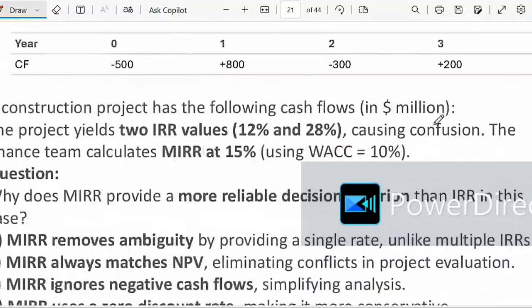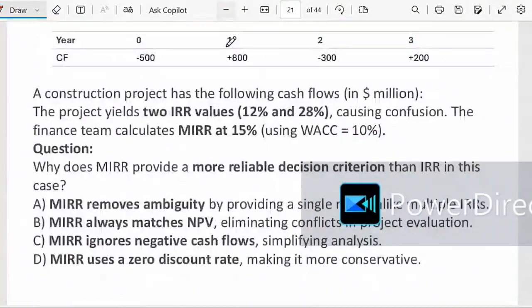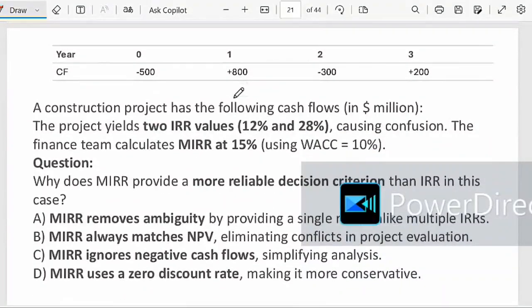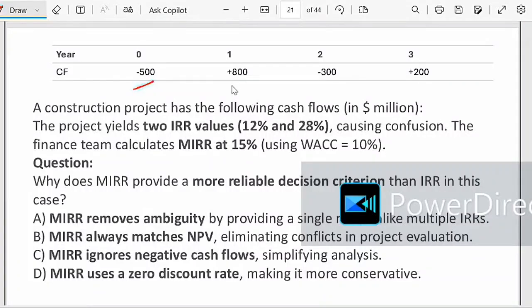Now let's look at this particular case. Here also you can see the cash flows. Let's look at a construction project. The cash flow is in $ million. Initially they have invested $500 million. First year they have got $800 million. Second year minus 300, that is, they have a cash outflow. And third year is $200 million. They have got this much.